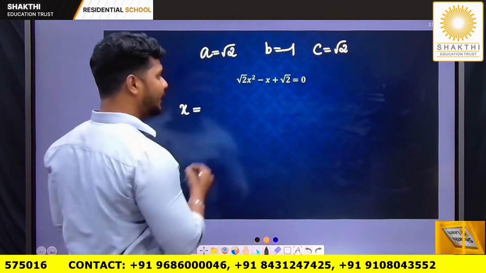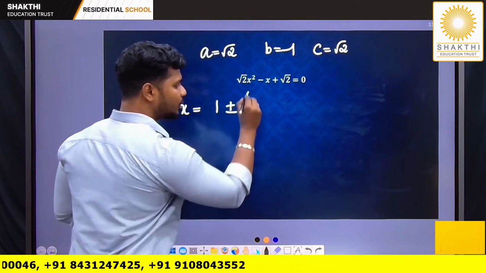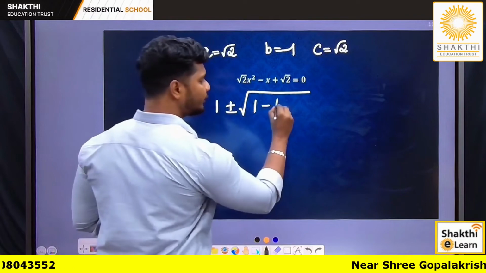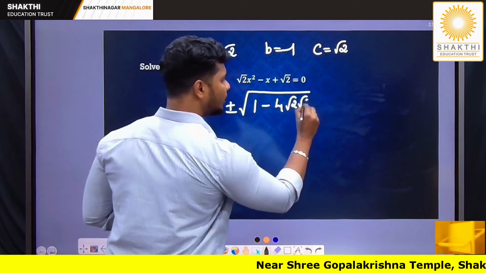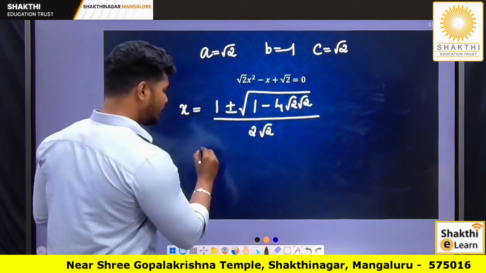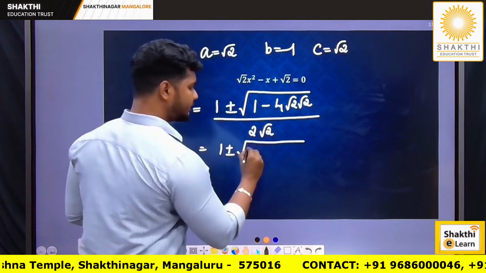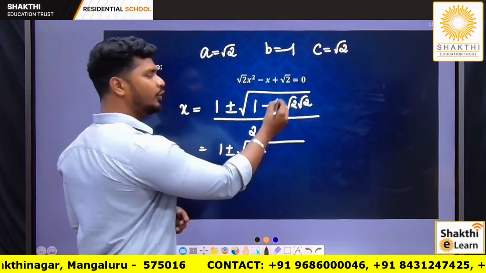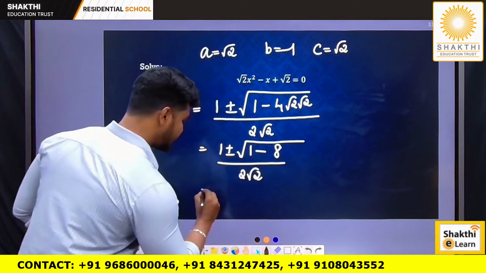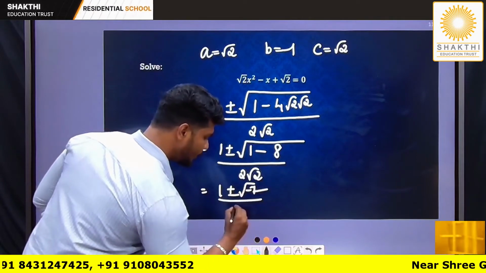Substituting in the formula, minus b will be minus of minus 1, that is 1, plus or minus under the root b square will be minus 1 whole square, that is 1, minus 4ac is 4 into root 2 into root 2, divided by 2a will be 2 root 2. Here 1 plus or minus under the root 1 minus 4 into root 2 into root 2, that is 4 into 2, that is 8, divided by 2 root 2. I'll have it as 1 plus or minus under the root minus 7 divided by 2 root 2.